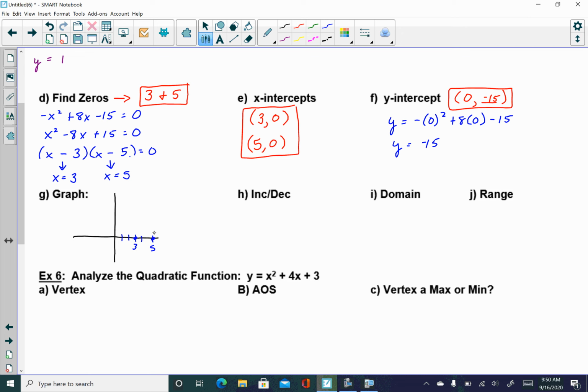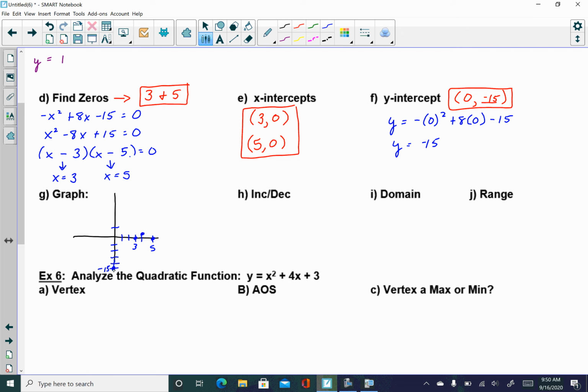I've got a y-intercept at negative 15, so I'm going to have to count by 3. So negative 3, negative 6, negative 9, 12, 15. So here's my negative 15. And I had a vertex at (4, 1). So since I'm counting by 3's down there, I've got to count by 3's here. So (4, 1) is going to be really small up there. And I've got this y-intercept here.